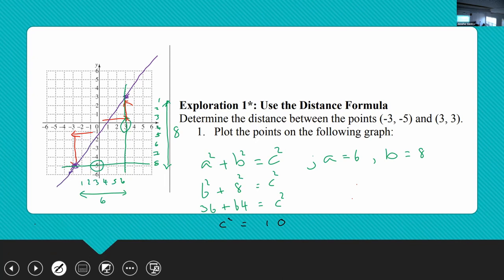I have one more step. What do I do? It's squared, so it's the other one, square rooted. What's the square root of 100? 10. So, what did we just prove? The distance between 2 points is equal to the square root of A squared plus B squared, right?